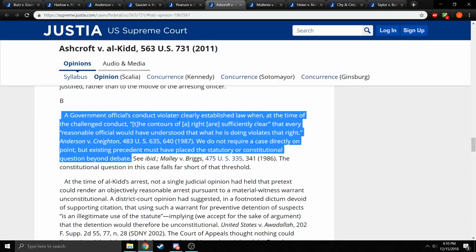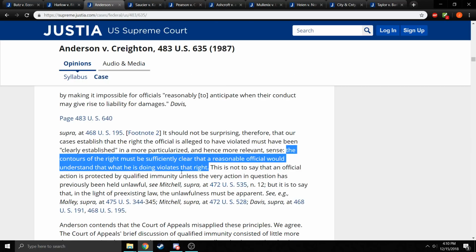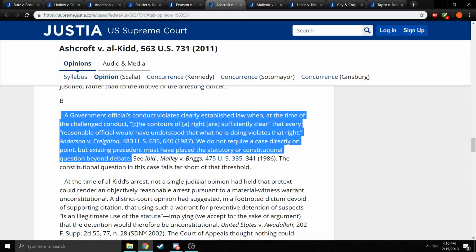So a government official's conduct violates clearly established law when, at the time of the challenged conduct, the contours of a right are sufficiently clear that every reasonable official would have understood that what he is doing violates that right. So it's a change from a reasonable official, meaning the official who's doing the thing, to every. So it has to be sufficiently clear that every official would have known that that's a violation of a constitutional right.